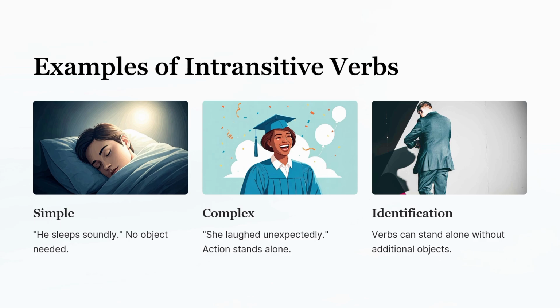Okay, so in this slide, we see some examples of intransitive verbs. So let's take the sentence, he sleeps soundly. Sleeps is an intransitive verb. It does not need a direct object to make sense. Similarly, in the sentence, she laughed unexpectedly, laughed stands alone without an object. Now, one of the defining characteristics of intransitive verbs is their ability to function independently. When you see a verb that completes the sentence without an object, you're likely dealing with an intransitive verb. It's a straightforward way to add clarity and completeness to your sentences without overcomplicating them.